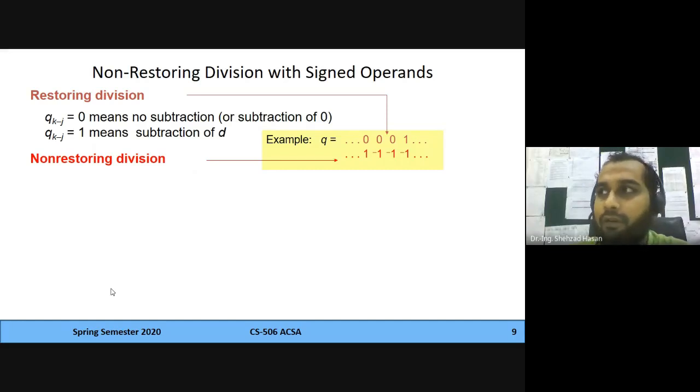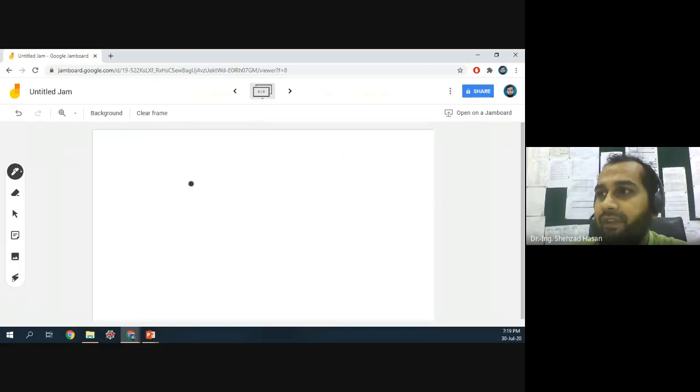Okay, before I go with signed division, let me go through an example here. Let's say we need to divide 14 by 3. So what's the result?